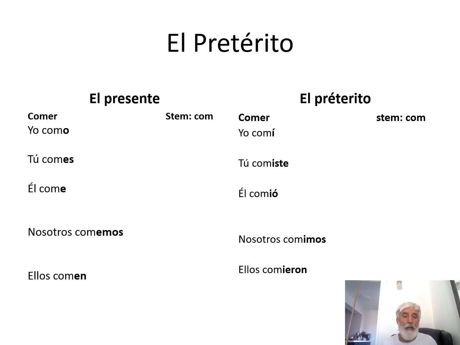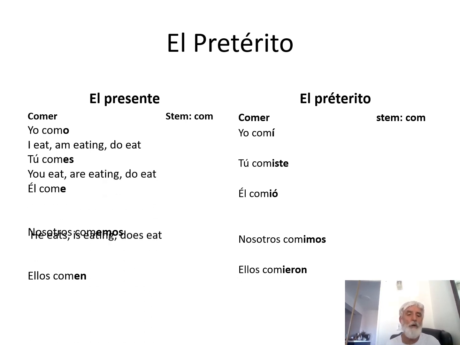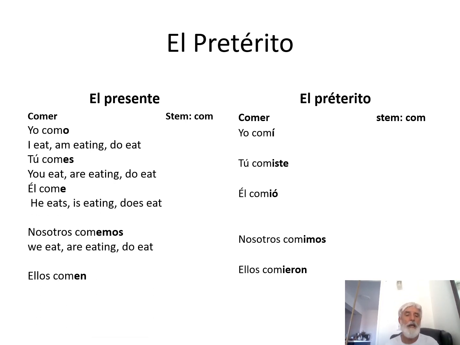Okay. Let's look at some more verbs here real quickly. Let's do the present tense conjugation of an ER verb. Just the present tense, just to review. So the verb is comer, to eat. I get the stem, it's com. So yo como, I eat, I am eating, I do eat. Tú comes, you are eating, you do eat. Él come, he eats, he does eat. Nosotros comemos, we eat, we are eating, and ellos comen, they eat, they are eating.